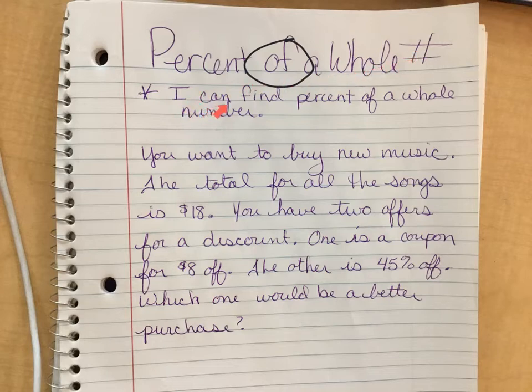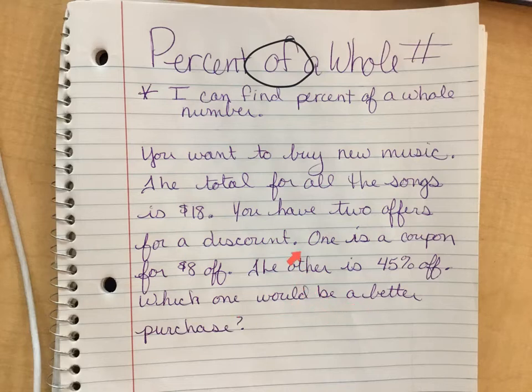I can statement, which we haven't had in a while: I can find the percentage of a whole number. So we're going to say that you want to buy some new music. The total for all of the songs that you've chosen is $18. You have two different offers for a discount. You can only use one of them. One is a coupon for $8 off. Notice a dollar sign in front of the number because that's how we write $8. The other offer is for 45% off. So we need to find out which one is a better purchase.